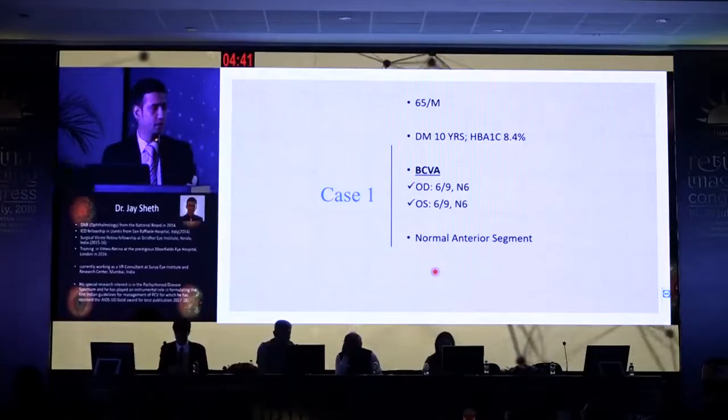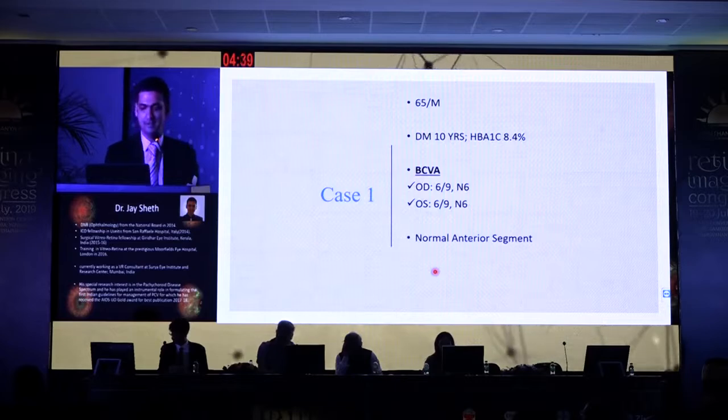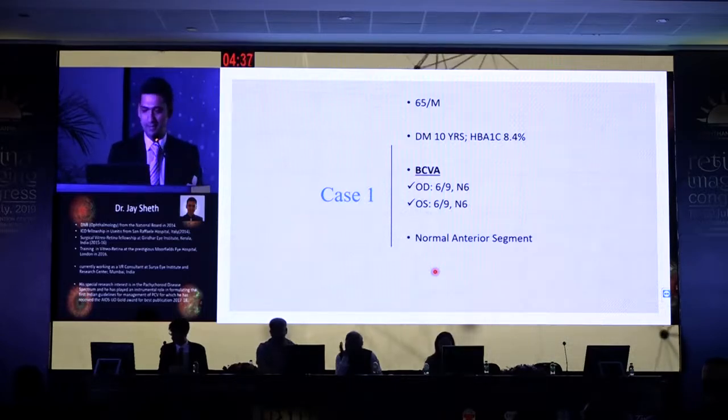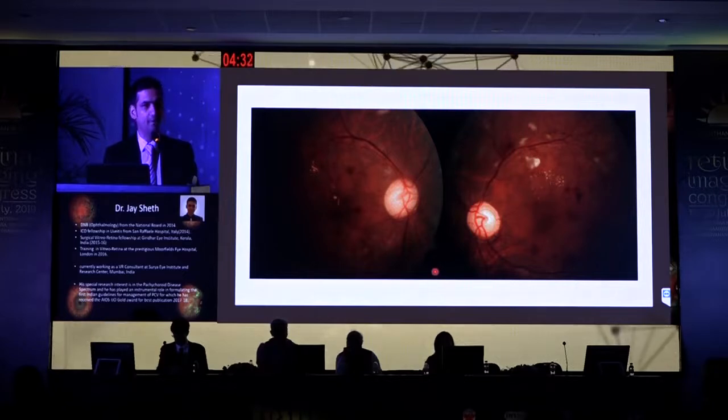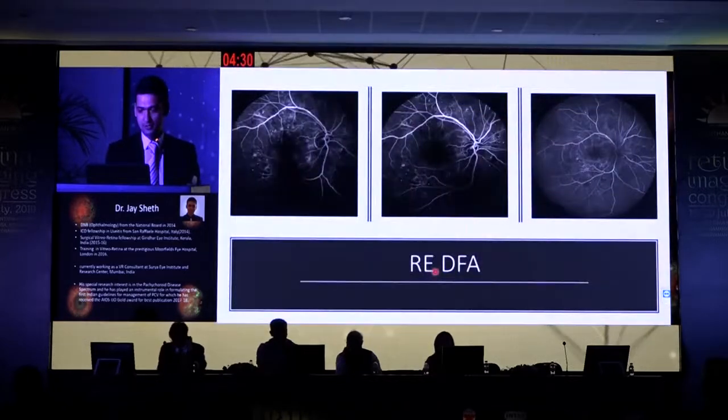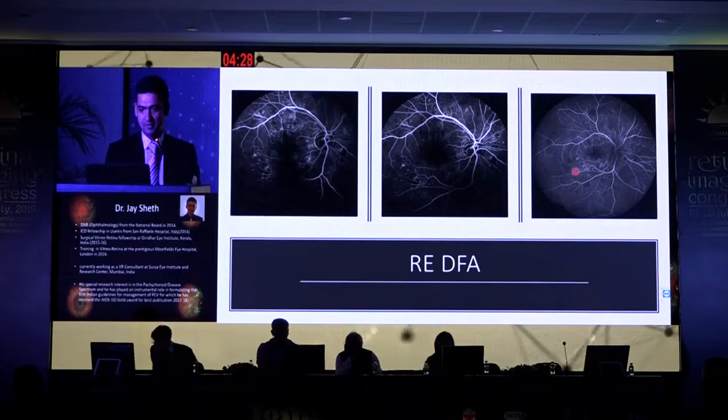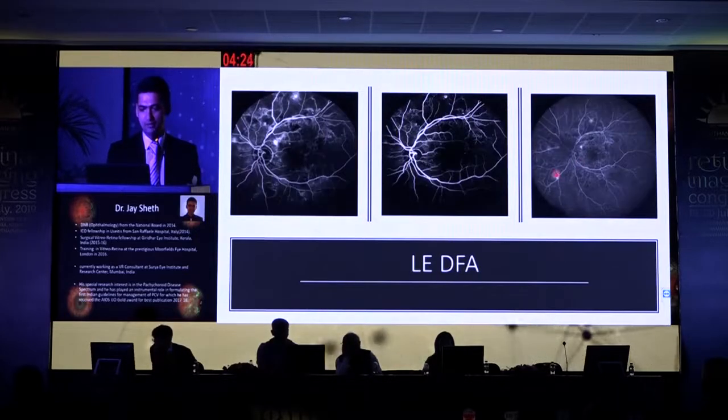So we'll directly cut to an interesting case of a 65-year-old gentleman who was a known case of diabetes since 10 years. He presented with bilateral reduction of vision. His visual acuity was 6/9 in both eyes with a normal anterior segment. On examination, he had significant diabetic retinopathy changes, which on fluorescein angiography showed early neovascularization elsewhere in the right eye, as well as a few foci of NVE in the left eye also.